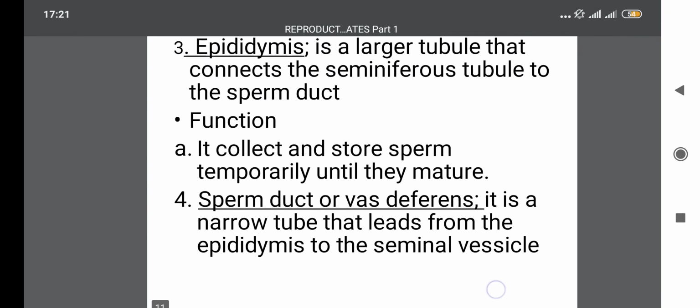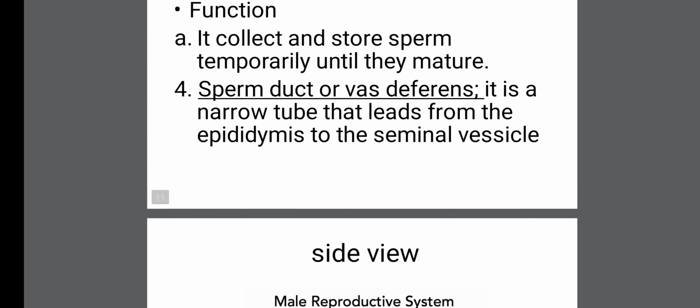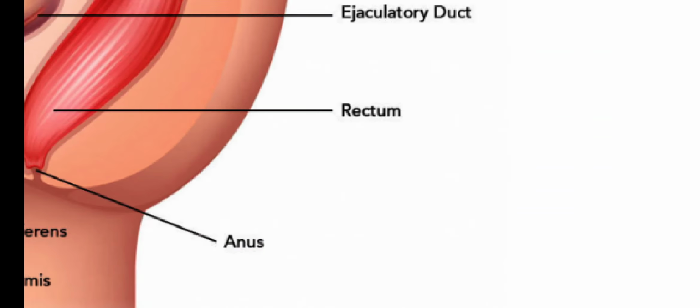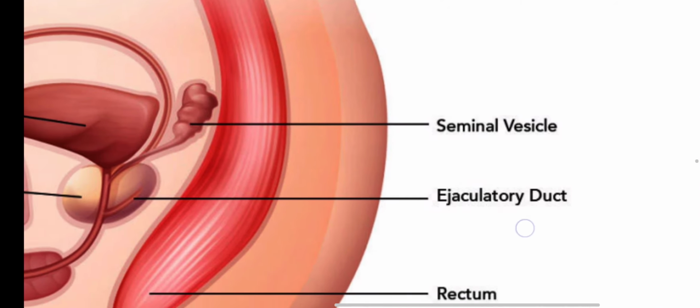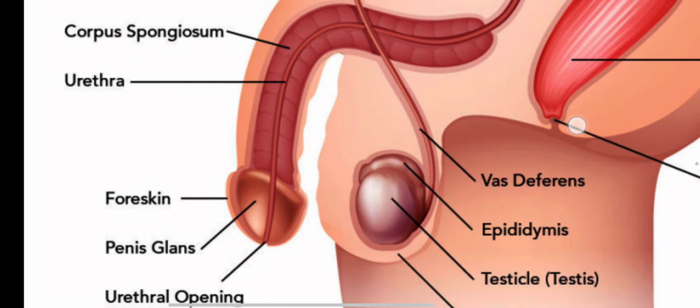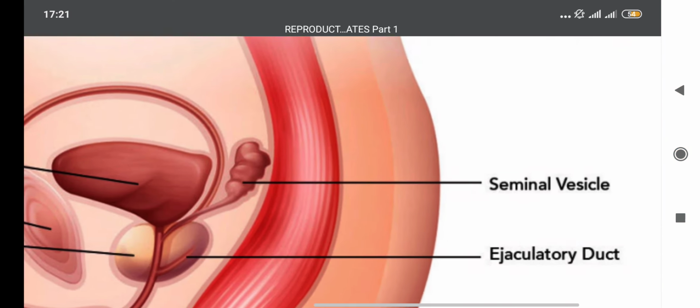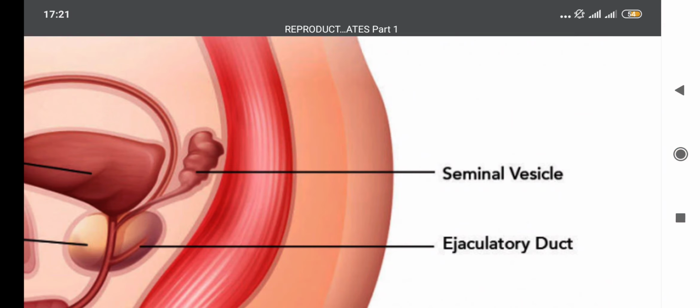Then the fourth one, sperm ducts or vas deferens. It is a narrow tube that leads from the epididymis to the seminal vesicle. The sperm ducts lead from the epididymis to the seminal vesicle. This is the seminal vesicle here.